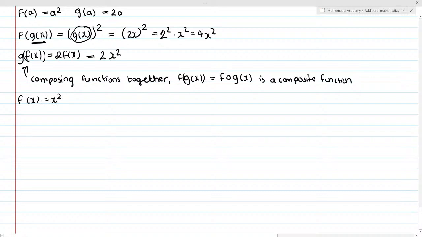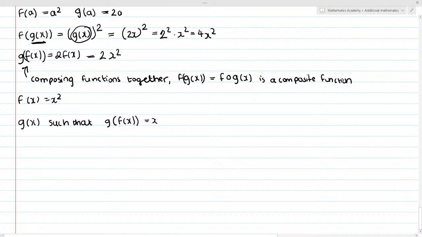equals x squared. There is a function g of x such that if I put in f of x to it, I get out back x. So what does this mean? This g over here is doing the opposite of what f does.